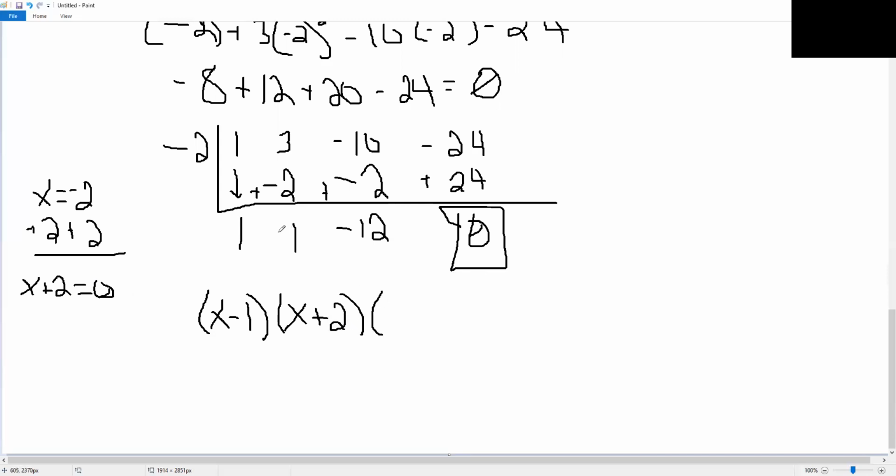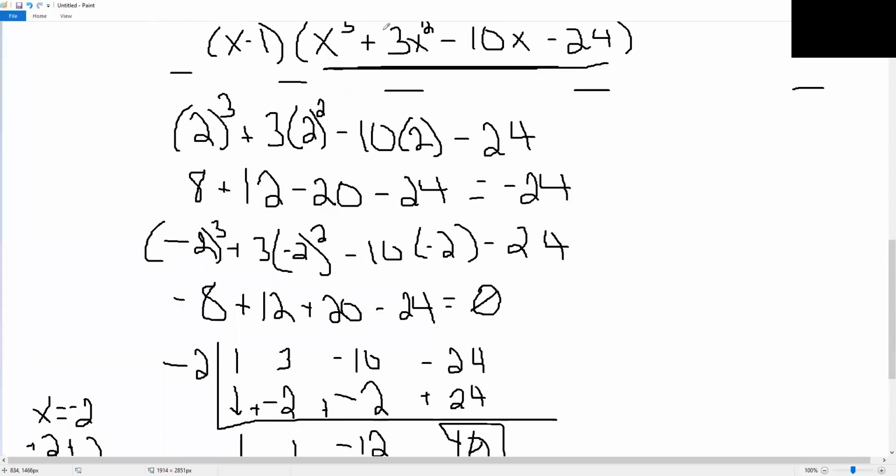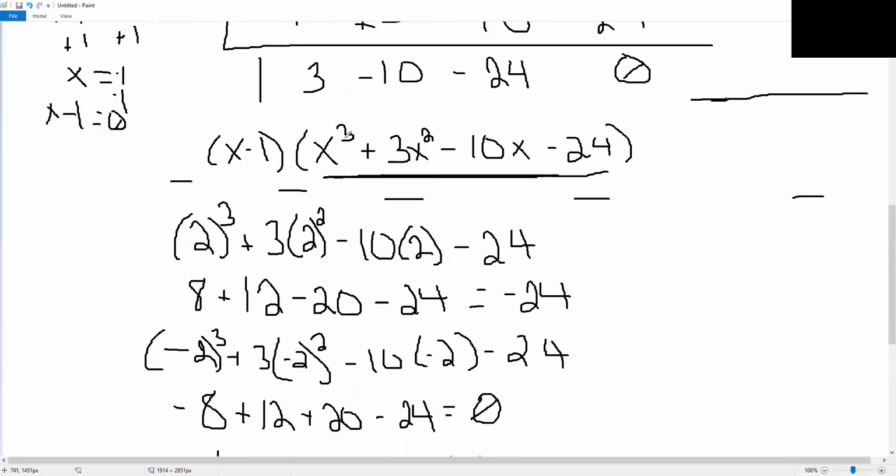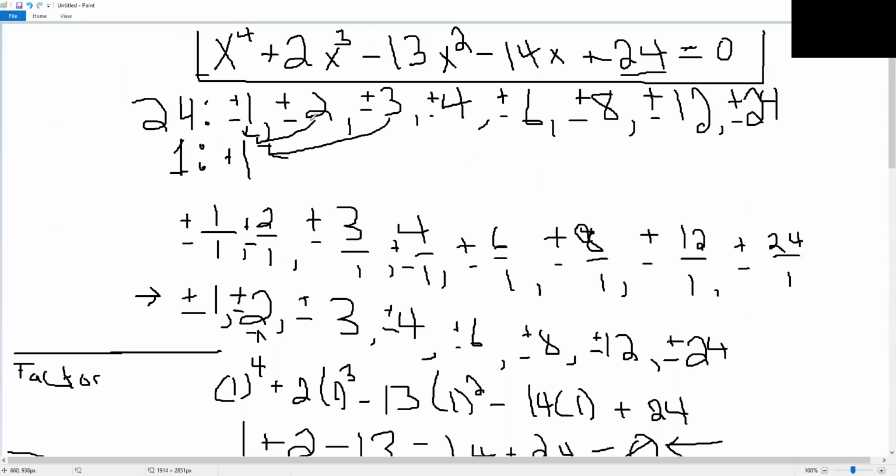And this one, we were at x to the 3rd, so we're going down 1. So it looks like we're x squared plus x minus 12. So we brought it down a good bit just by doing those steps. Well, we're not done. Let's keep going. Our next number is what? Next number in our factors is 3. Let's try 3.